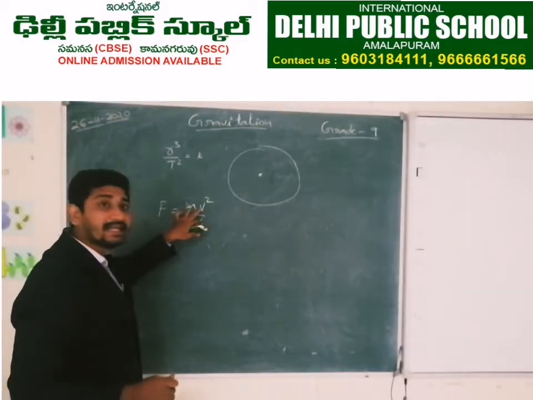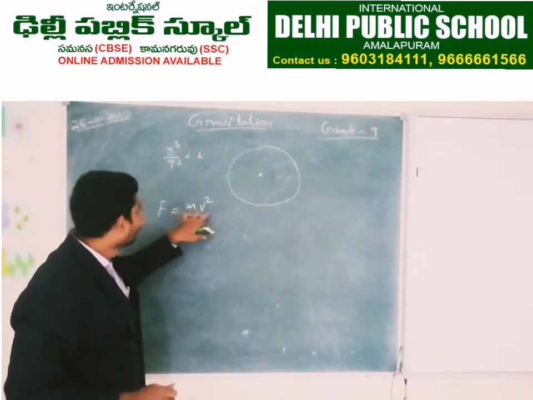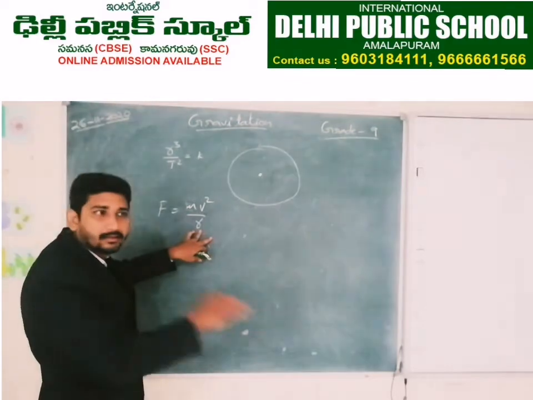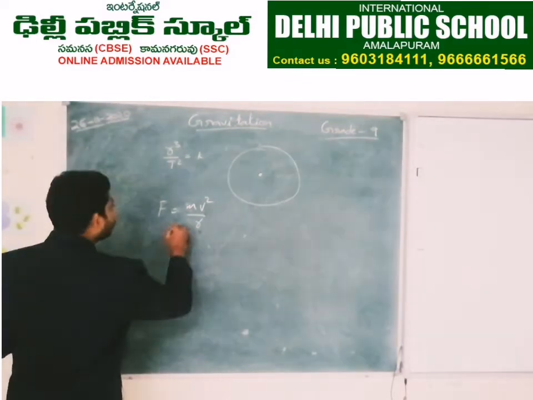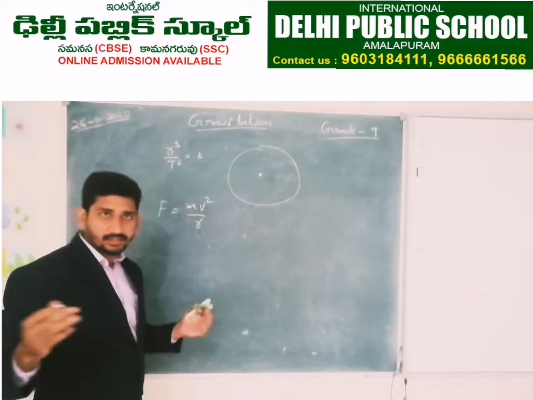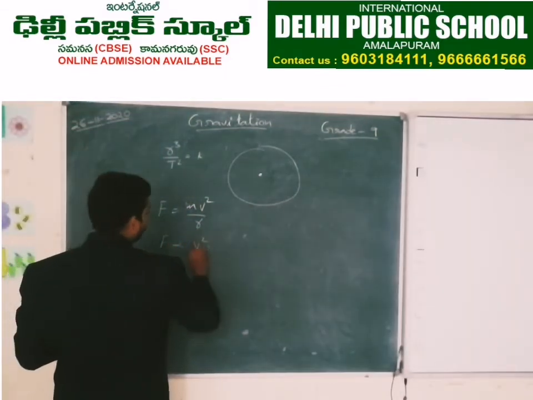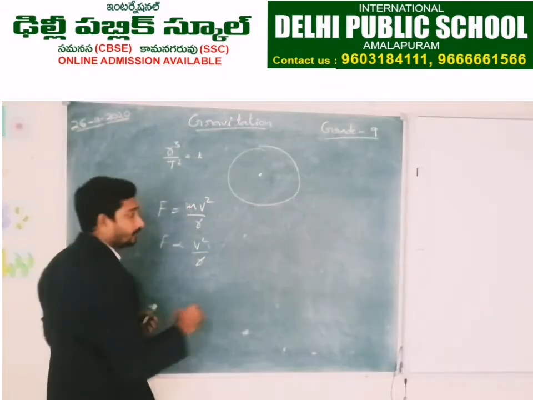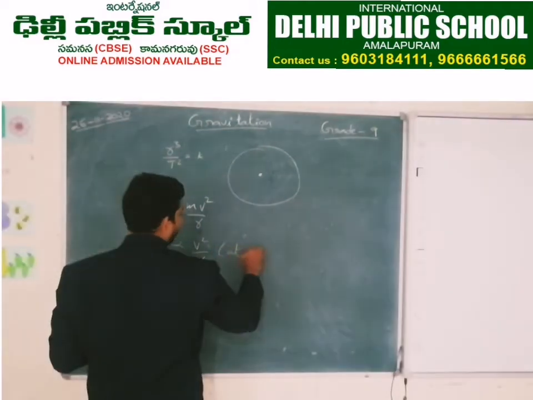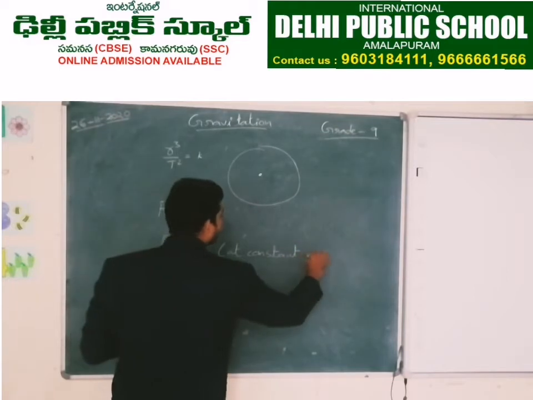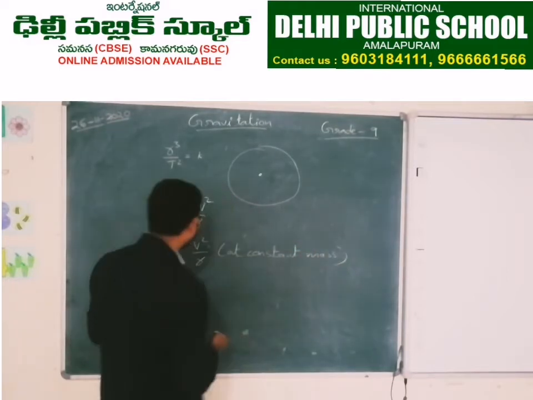So here, what is m? Mass. What is v? Velocity of the earth. What is r? Distance. Here m, we know that mass is constant everywhere in the universe. So F ∝ v²/r at constant mass.